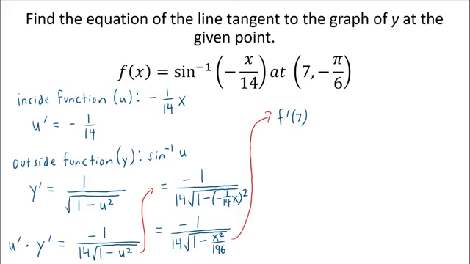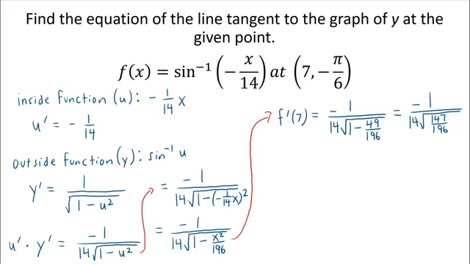Now let's evaluate this derivative when x is equal to 7, because this will give us the slope of the tangent line when x is equal to 7. That'll give us negative 1 over 14 times the square root of 1 minus x squared over 196, but here x is 7, so that gives us 49 over 196. Now let's get a common denominator under the square root and combine our terms. That gives us negative 1 over 14 times the square root of 147 over 196.